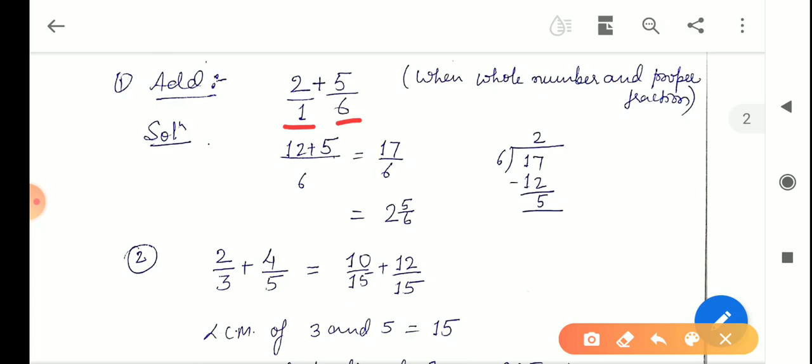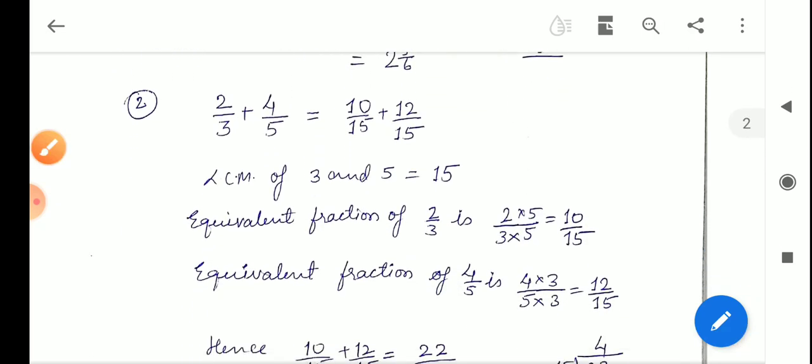Then we add by taking the LCM. What we will do: 6 divided by 1 multiplied by 2, we get 12, and this 5 will remain as it is. We get the answer as 17 by 6. Now convert it into mixed form, since it is an improper fraction. Come to another example.